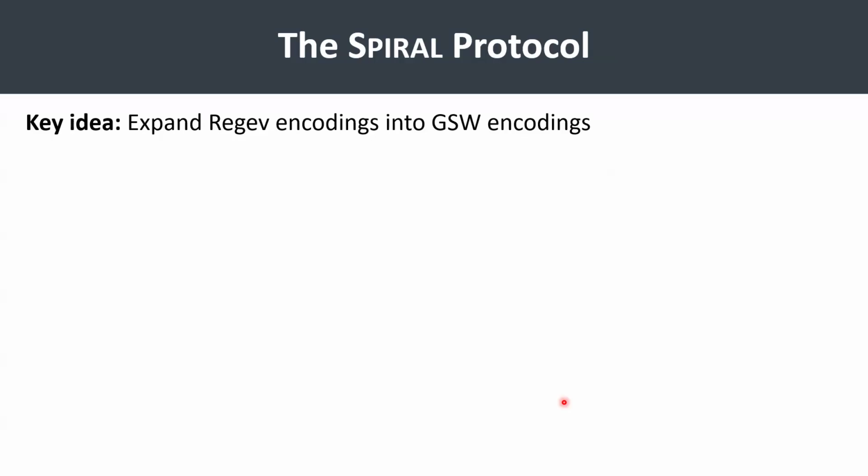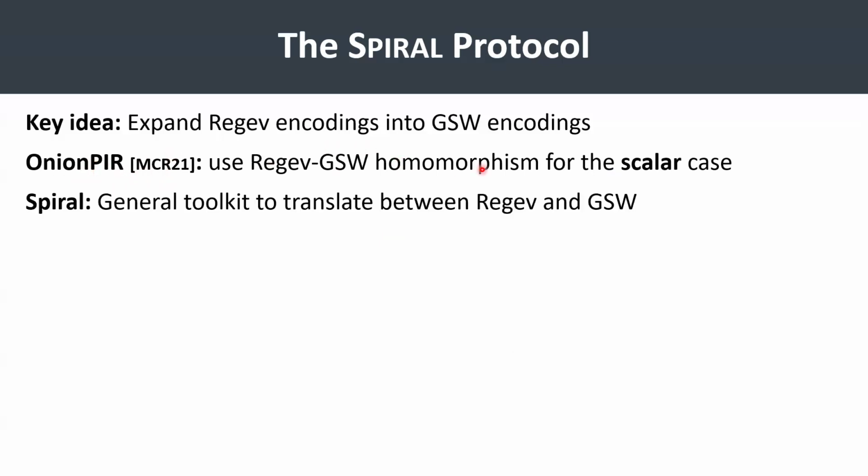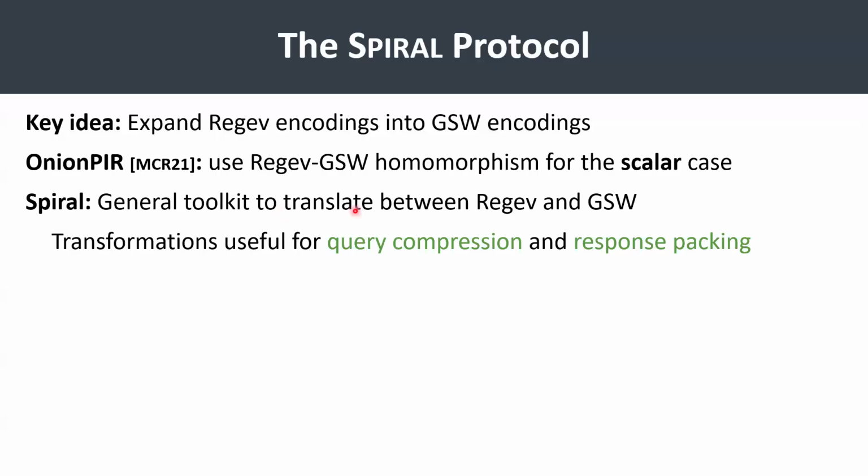Okay, good. So what we do in Spiral is we're going to show how to compress these very large GSW ciphertexts. We're going to compress them using Regev encodings. And I should note that this was also done in a prior work by Mukherjee et al. in the OnionPIR construction. They considered this case for the scalar case. And in Spiral, we gave a more general toolkit for switching between Regev and GSW. It turns out that the transformations that we develop are useful both for query compression and for response packing.